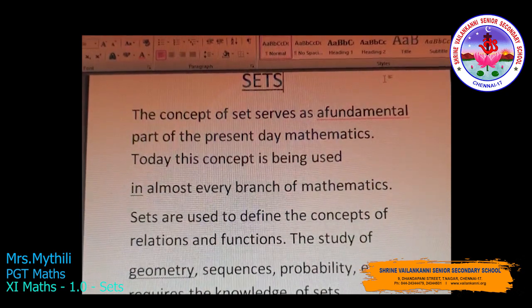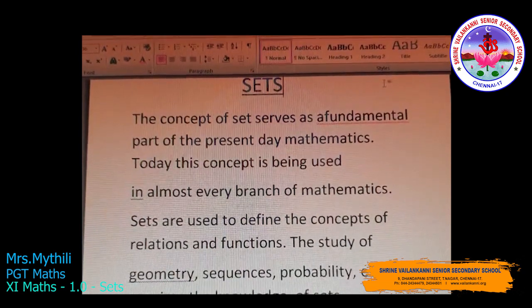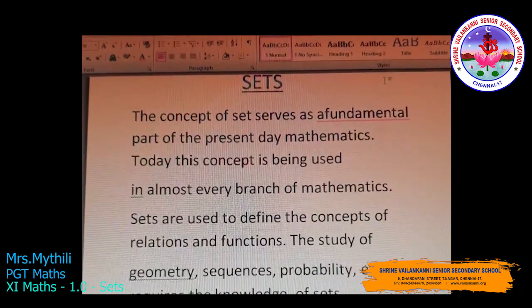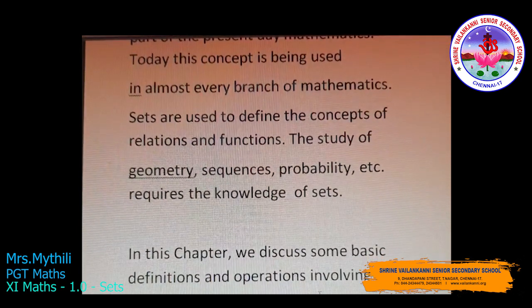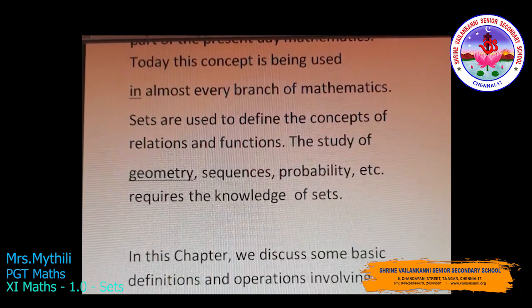Sets are used to define the concept of relations and functions, which is our second chapter, and the study of geometry, sequences, probability, etc. requires the knowledge of sets. In this chapter, we discuss some basic definitions and operations involving sets.